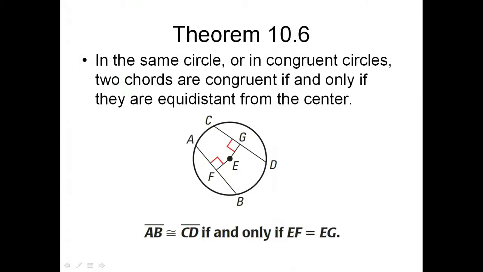Theorem 10.6. In the same circle or in congruent circles, two chords are congruent if and only if they are equidistant from the center. Now I want you to notice that for chord AB to be congruent to chord CD, line segment EF has to have the same measure as line segment EG. And notice that they're measured along a perpendicular. Remember, we always measure from a point to a line along a segment that is perpendicular to the line.